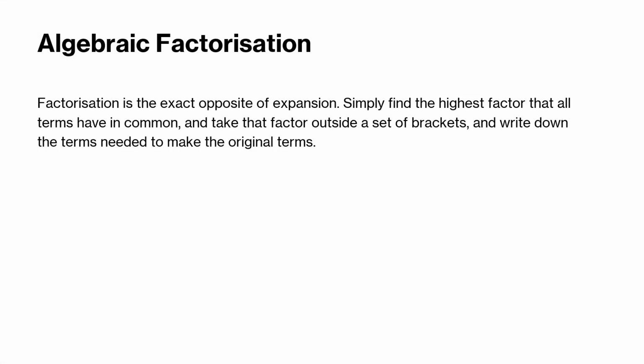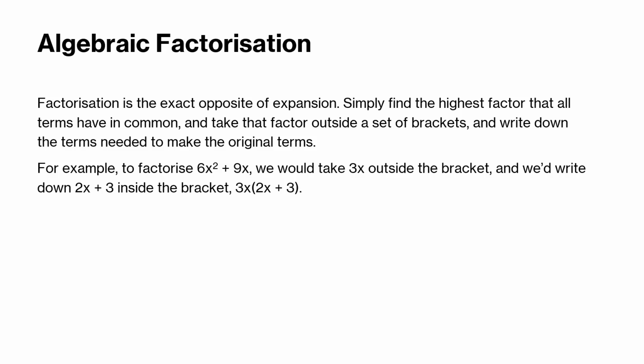Let's talk about algebraic factorization. Factorization is the exact opposite of expansion. Simply find the highest factor that all terms have in common and take that factor outside a set of brackets. Write down the terms needed to make the original terms. For example, to factorize 6x squared plus 9x, we would take 3x outside the bracket and we'd write down 2x plus 3 inside the bracket.